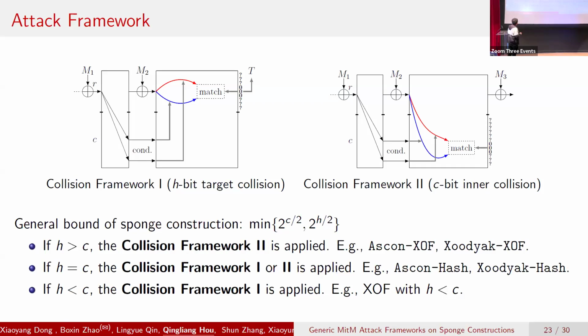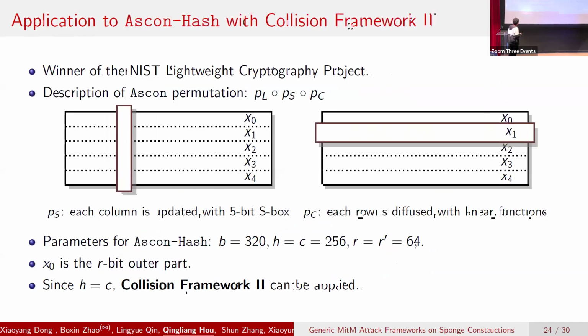Similarly, according to the general bound of the collision, for different parameters, we consider the 3 cases. Since the first framework had been discussed in Chin's model, we give an example for the second framework. That is a collision attack on 3-round Ascon hash. Ascon is a winner of the NIST lightweight cryptography project.